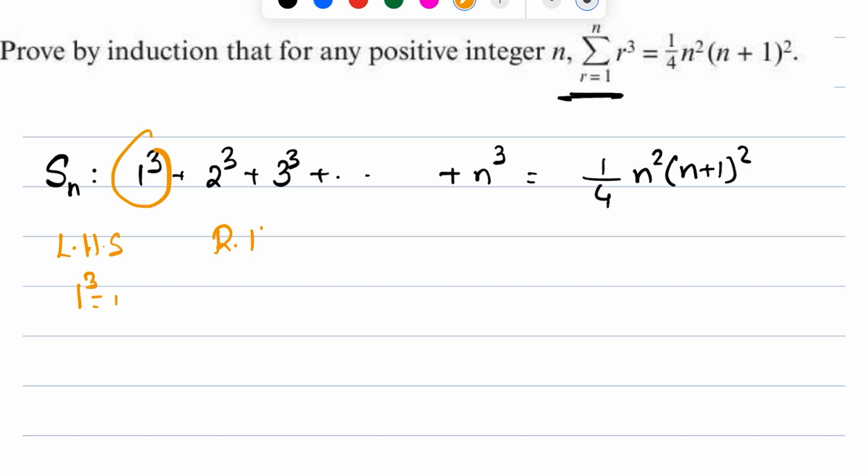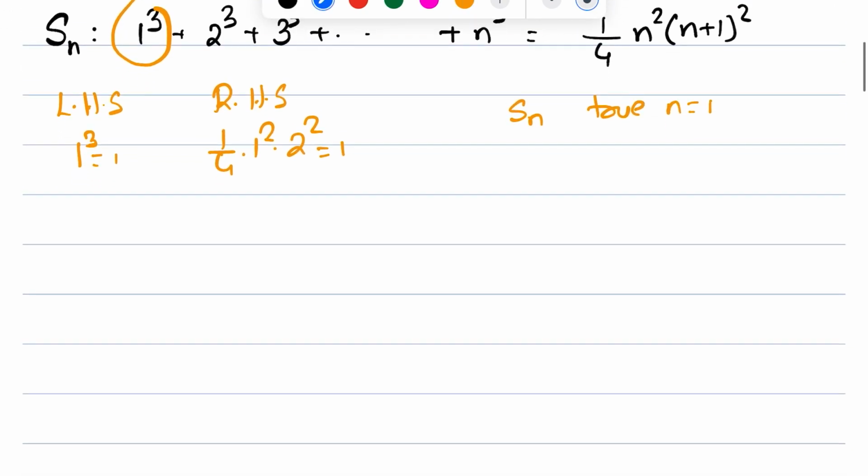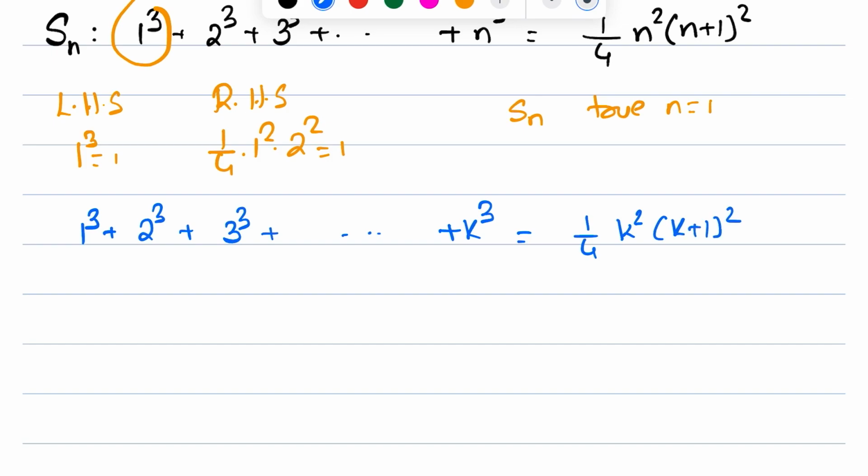Right hand side, also plug in n equals 1: 1 upon 4 times 1 square times 1 plus 1, which is 2 square, equals 1. So left hand side equals right hand side. Therefore Sn is true for n equals 1. Now we have to assume that it is true for n equals k. So till k cube, I am going to substitute 1 upon 4 times k square times k plus 1 whole square. We have to prove that it is true for n equals k plus 1.